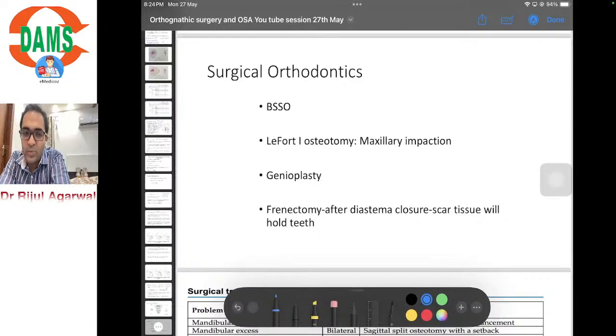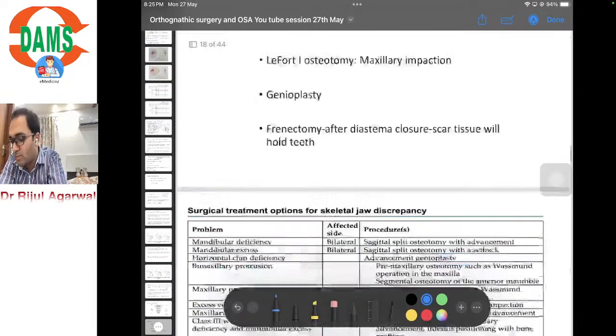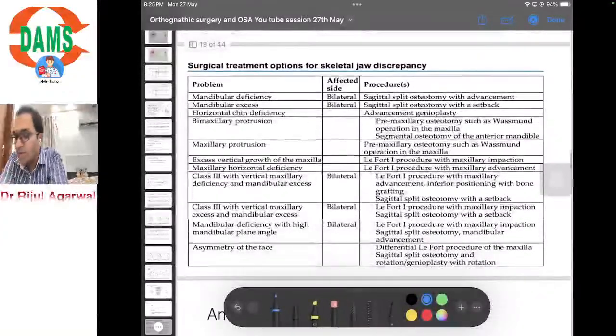So the common surgical procedures are the BSSO, bilateral sagittal split osteotomy, the Le Fort 1 osteotomy for maxillary movement and impaction, genioplasty for chin correction, and frenectomy after diastema closure. This table summarizes all the surgeries which are done for maxillary or mandibular problems. Just remember their names if they ask.